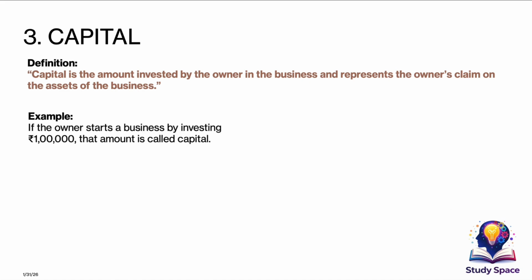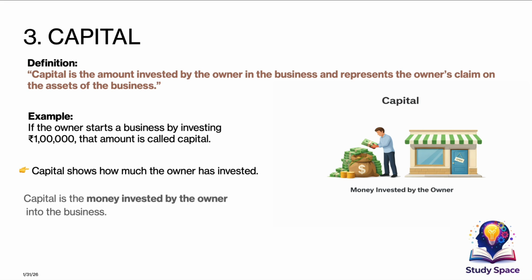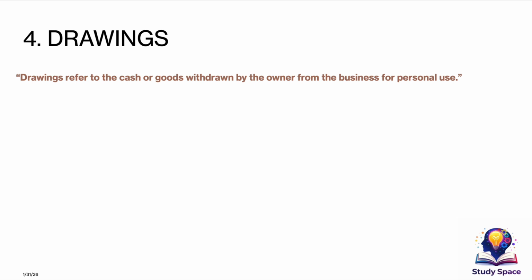Now, let us understand what is capital. Capital is the amount invested by the owner into the business. For example, if the owner starts a business by investing 1 lakh rupees, that amount is called capital. Capital shows how much the owner has invested. In simple words, capital is the money invested by the owner in the business.